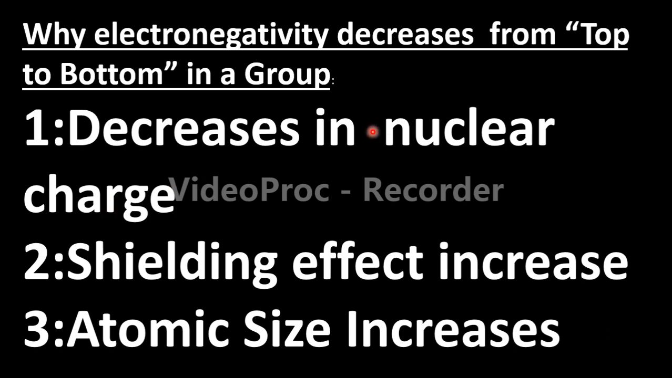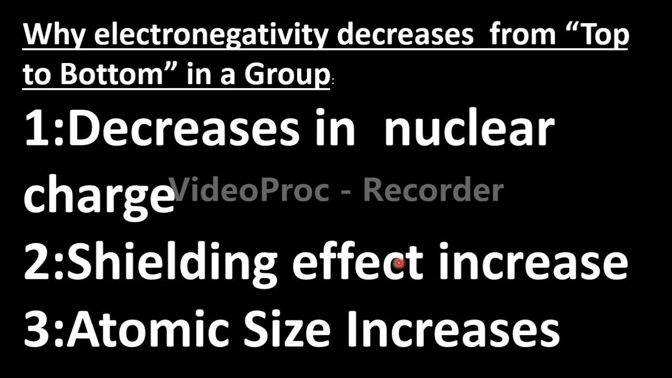In the previous lecture I told you that when we move from top to bottom, for example here I consider the halogens family, that is fluorine, chlorine, bromine and iodine, there is a decrease in the nuclear charge. What is the nuclear charge? Nuclear charge is basically the number of electrons and the number of protons. When there is an increase in the number of electrons, there is also a decrease in the number of protons. So in this phenomenon, the shielding effect increases.